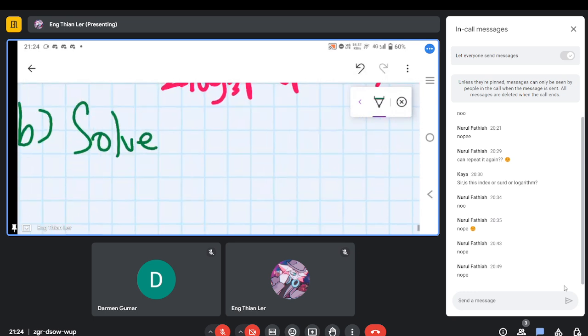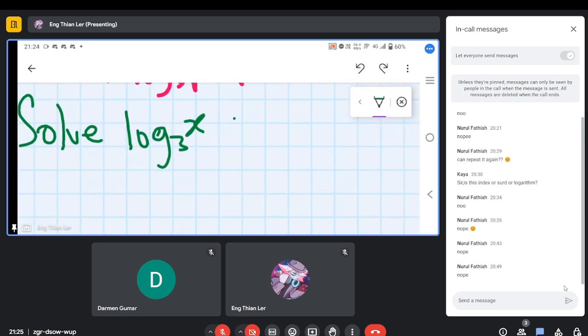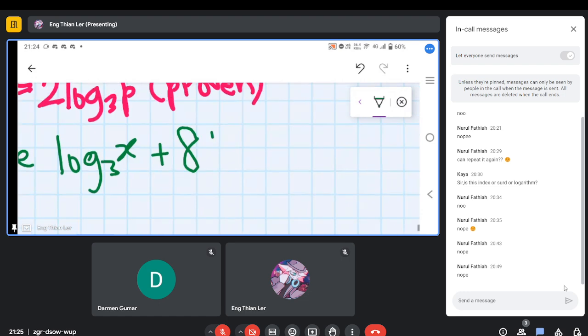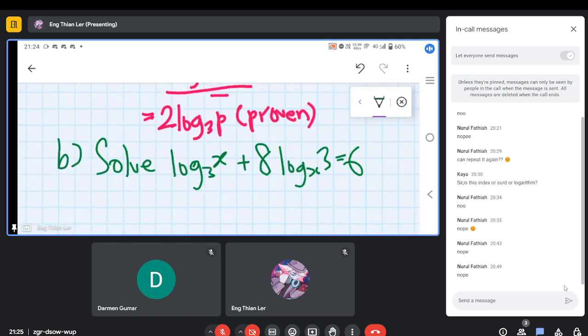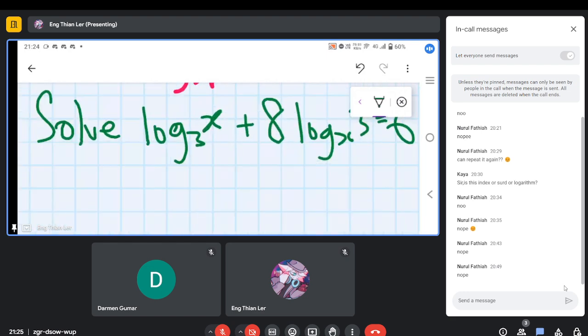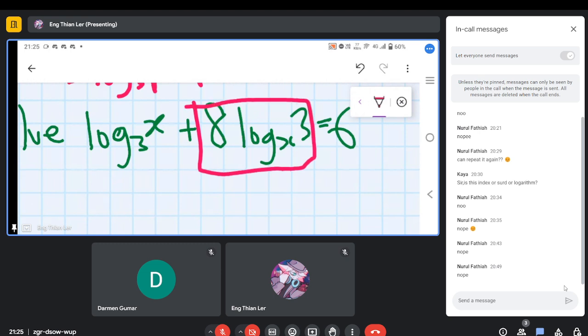So we need to solve what? Solve log x base 3 plus 8 log 3 base x equal to 6. Okay, so now it's easy. We just apply the change of base. We just apply log_a b equal to 1 over log_b a, and we're going to apply it here. This is our target to apply. Why? Because we need to make this the same as that.